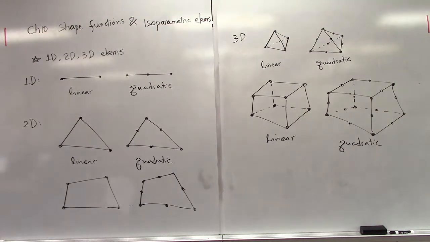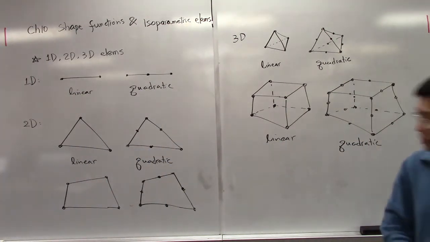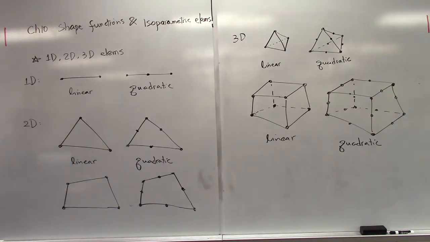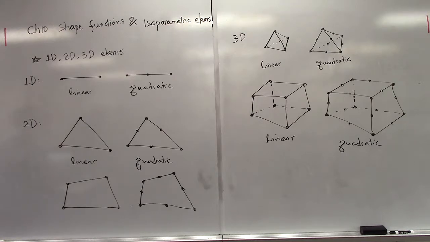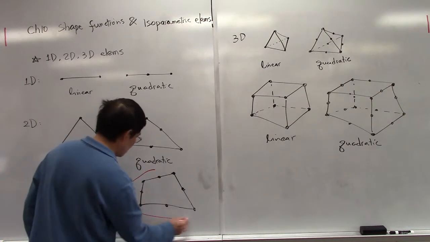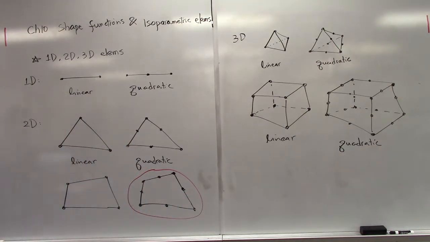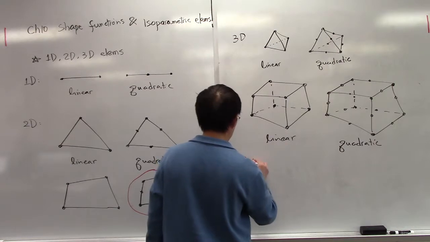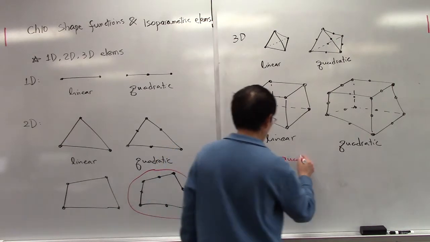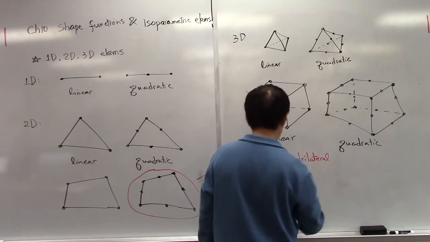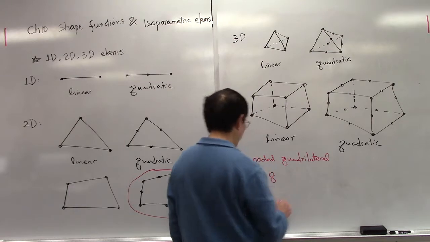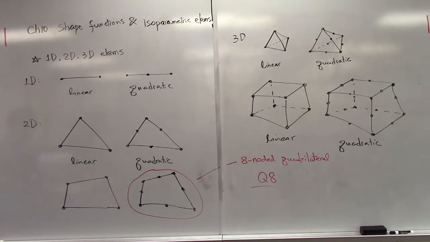Well, for this course, we're not going to do all the elements. We will just select one that will enable us to model a linearly varying strain and stress field. So we will select this one. This is an 8-noded quadrilateral element, or simply Q8. In many commercial FEM codes, it is called Q8.